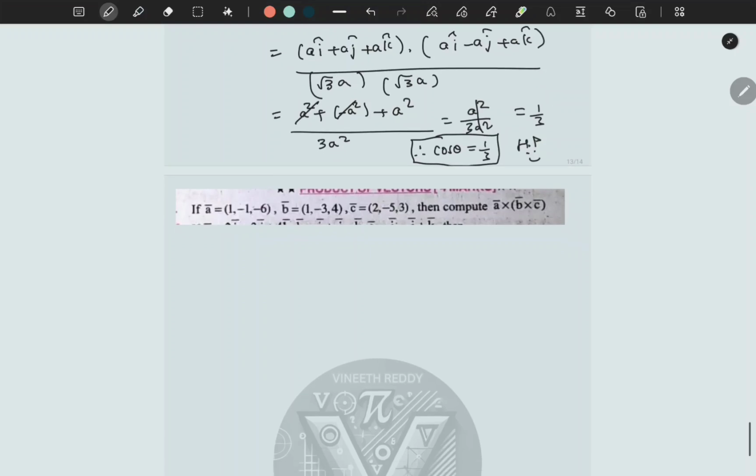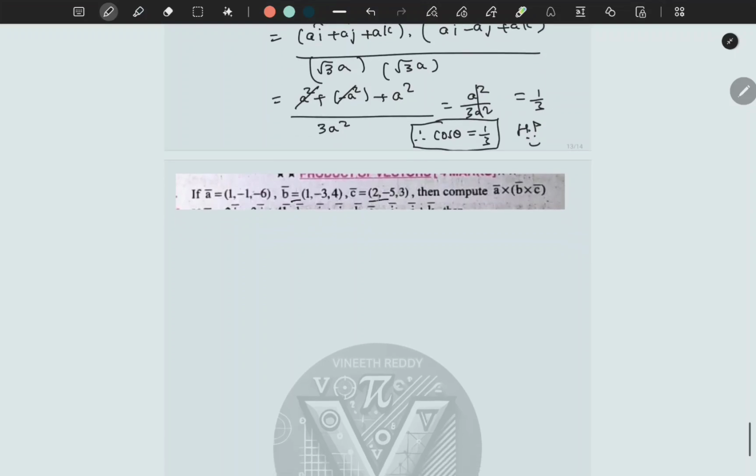That's it. The next question is a vector is given, b vector is given, c vector is given, right? So we need to compute a cross of b cross c. So first find b cross c, dear students, and then compute a cross of b cross c. So you can take this as a homework question. Okay, please complete it and comment in the comment section.